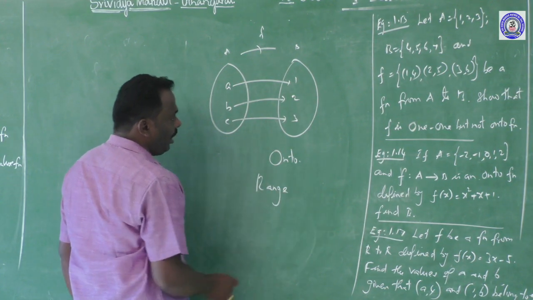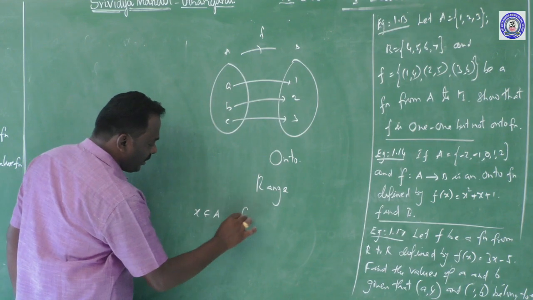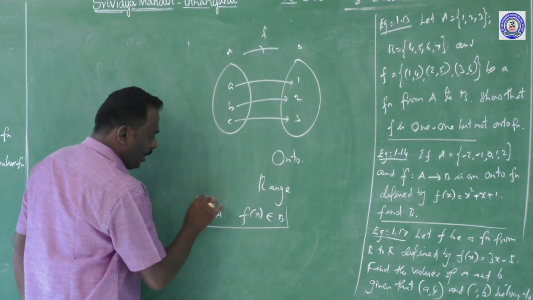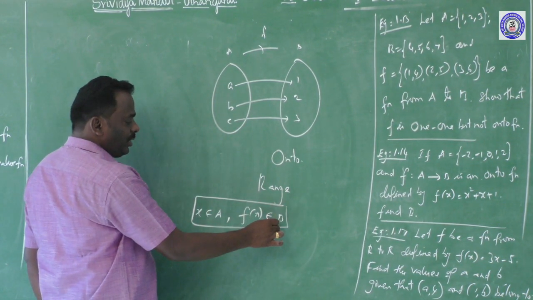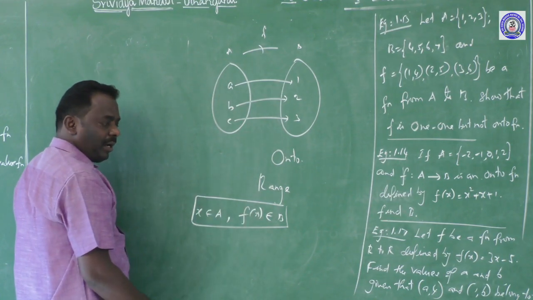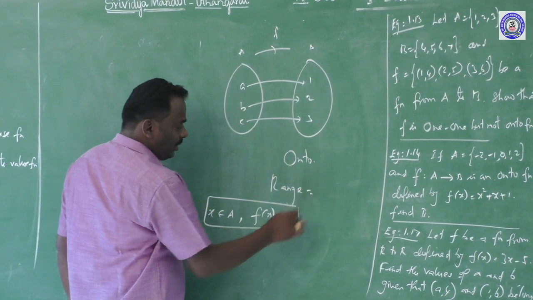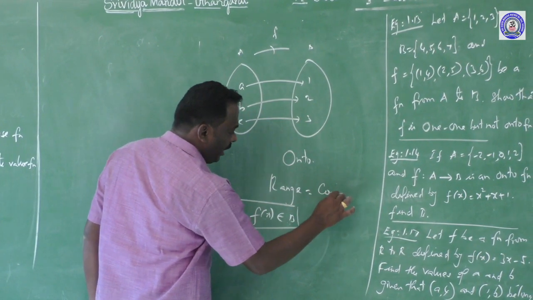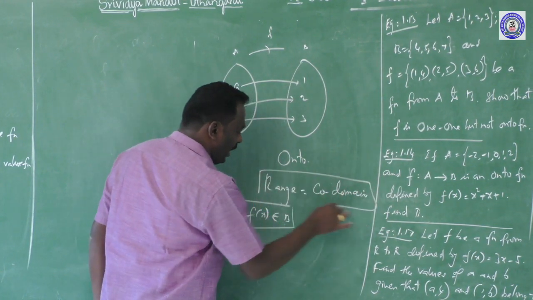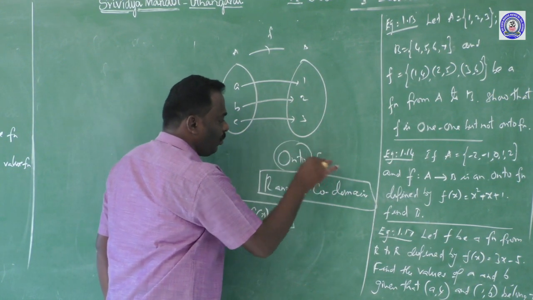The range of the function is the set of function values. If x belongs to A, then the function value of x belongs to B. Function values belong to B, and that is called the range. The range belongs to the codomain. If the range is equal to the codomain, that function is defined as an onto function.